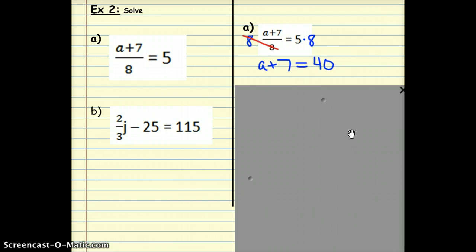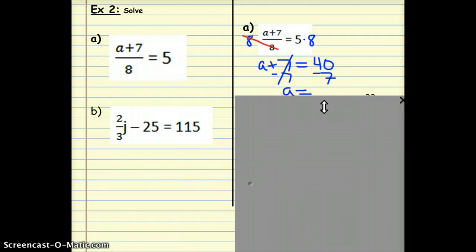Now it's just like the easy ones from last week. To get the a by itself, instead of adding 7, we're going to subtract 7 from both sides. Oops, hopefully you can tell that's a minus 7. These cancel out. We're left with a equaling our 33.